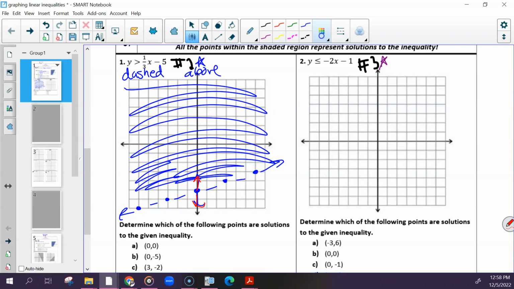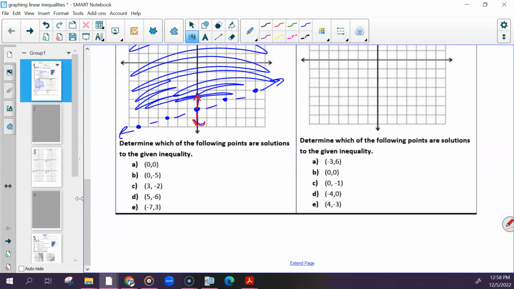This next piece is to help you check yourself. We have different ordered pairs to determine if these are solutions or not. If they fall in the shaded area, it's a solution. If it doesn't, it's not. So would 0, 0 be a solution? Yes. 0, -5 falls on this line. We're going to talk about that here in a second. We'll come back. 3, -2, would that be a solution?